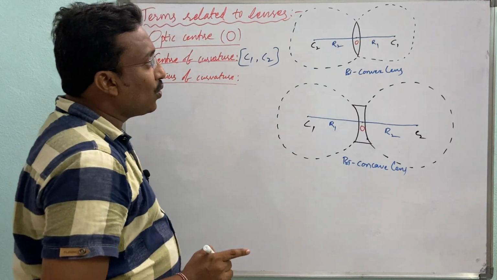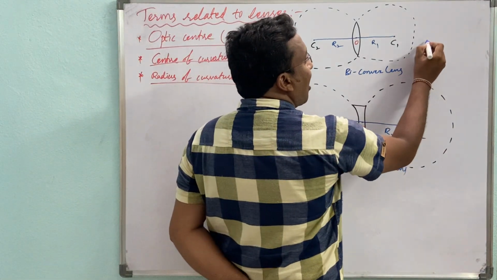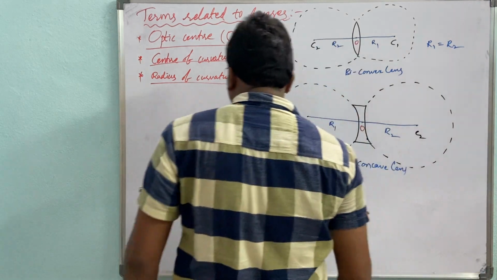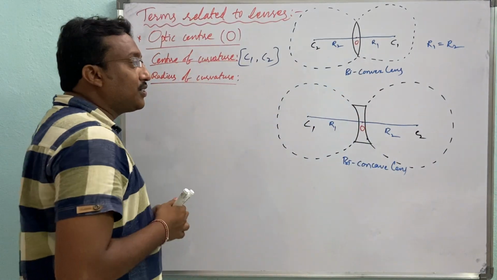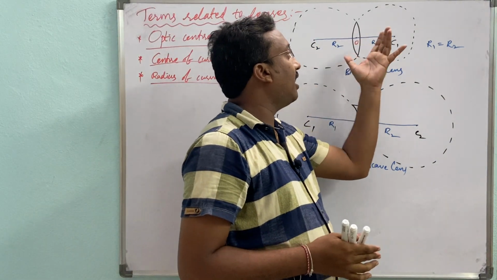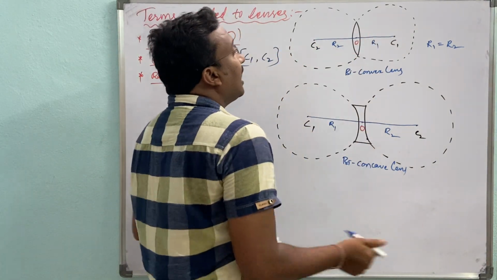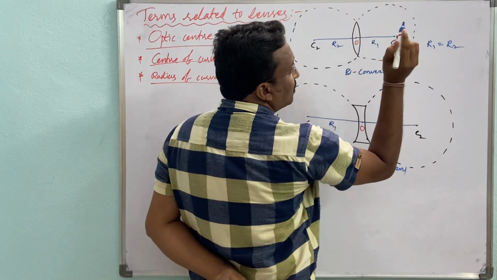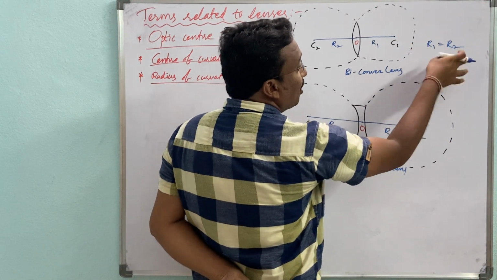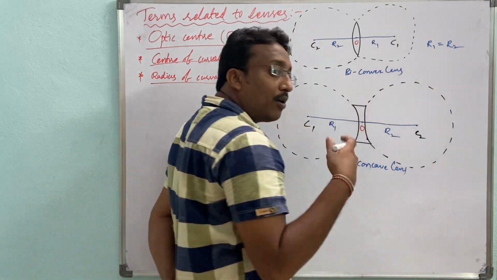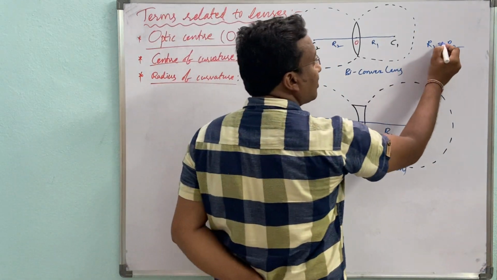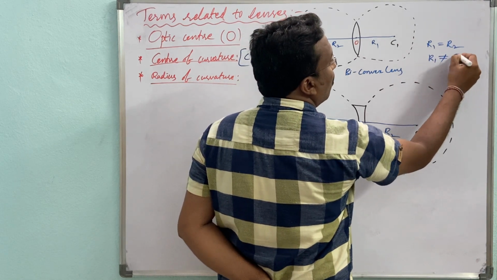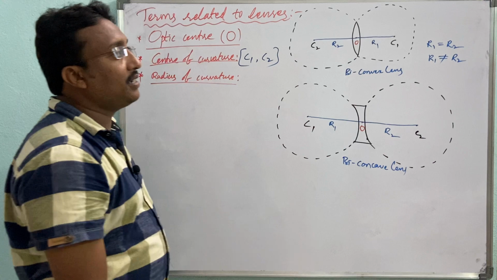Here one thing you have to notice, R1, R2. R1 means radius of curvature. Lenses have two radii of curvature. The radius of curvature of the first surface is R1 and of the second surface is R2, which may be equal or may not be equal, right? For some lenses these two are equal, and for some lenses they are not equal, right?